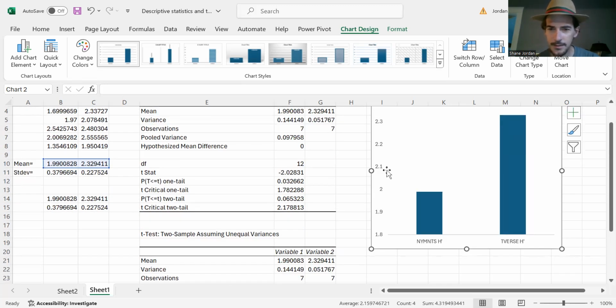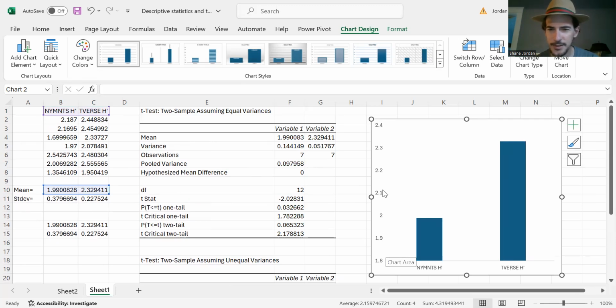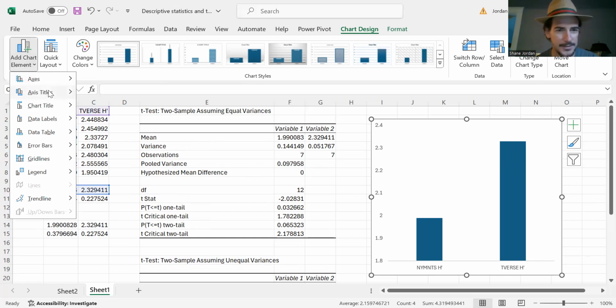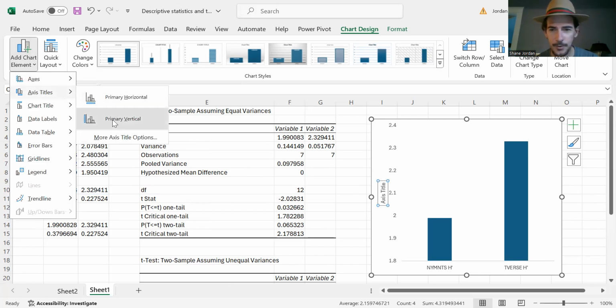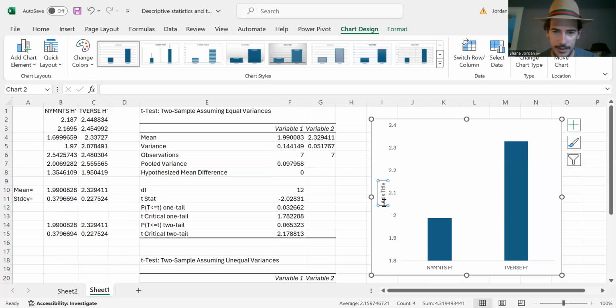And then we need to label this y-axis because we don't really know what all of these values represent. So we go to Add Chart Element, Axis Title, Primary Vertical, and we can enter in here what that axis represents, and that is diversity. And now we have a really nice bar plot.